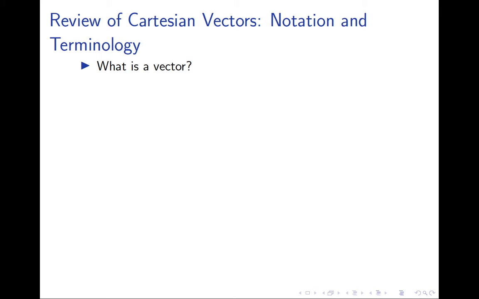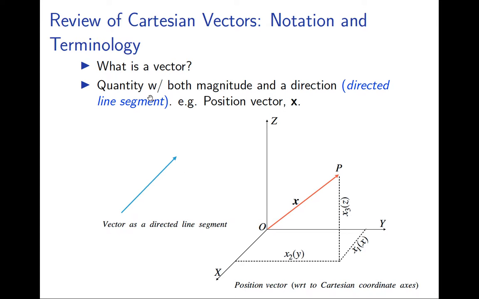I think most of you have learned this in high school. A vector is something which is a directed line segment, a quantity which has both a magnitude and direction. This is given by this directed line segment. This is an example of a vector. It has a length, which is the magnitude, and of course it has a direction pointed out by the arrow.